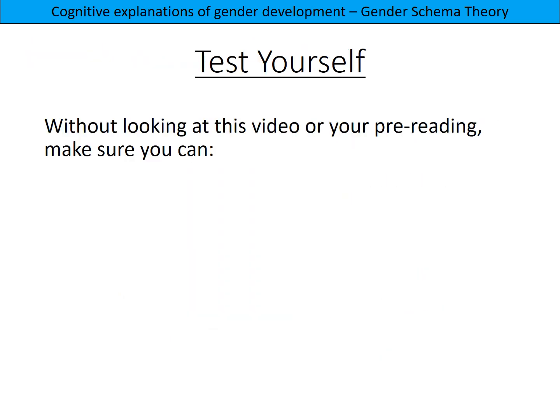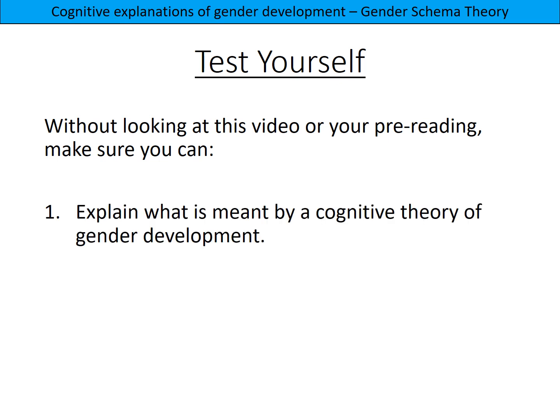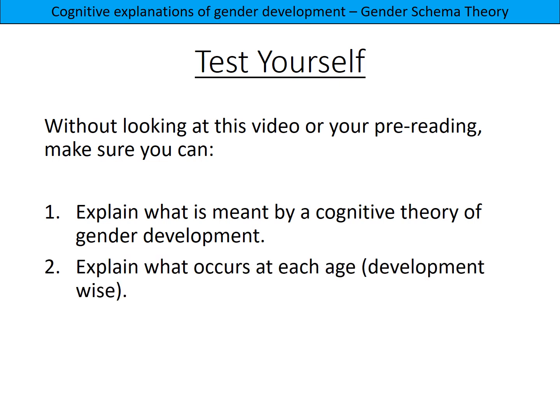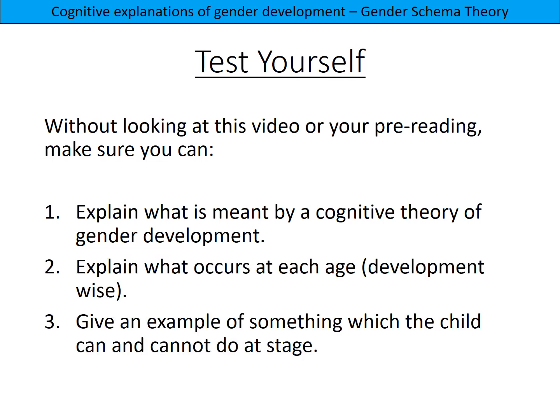So, without looking at your pre-reading or looking back at this video, make sure that you can do the following things. Number 1, explain what's meant by a cognitive theory of gender development. Number 2, explain what occurs at each stage development-wise. And number 3, give an example of something which the child can do and cannot do at each stage.